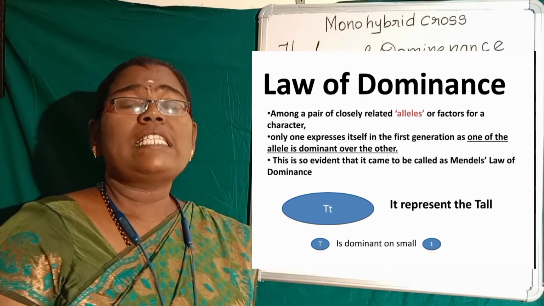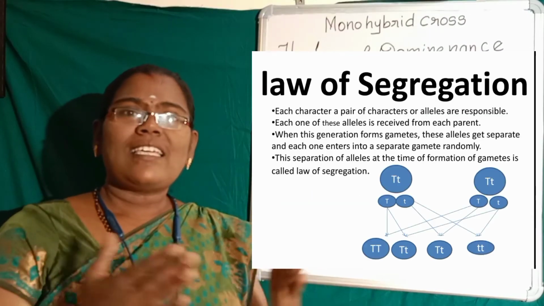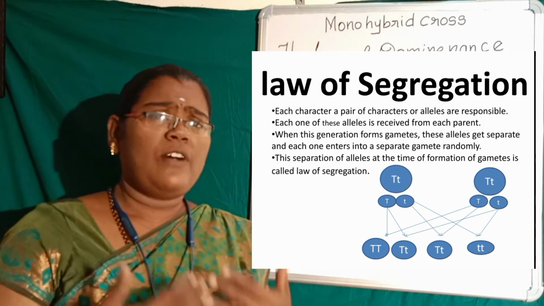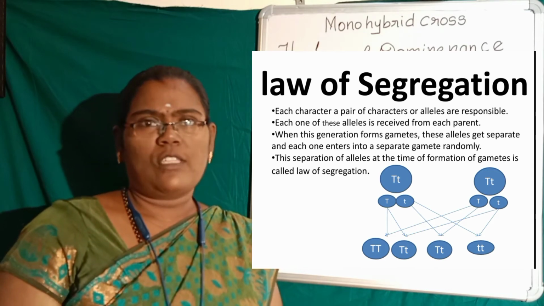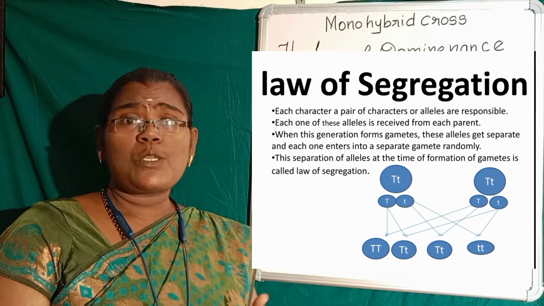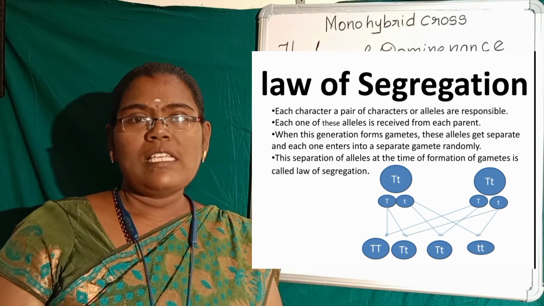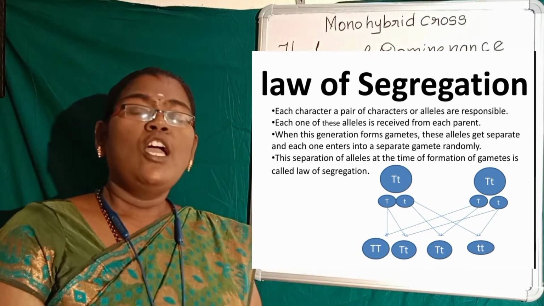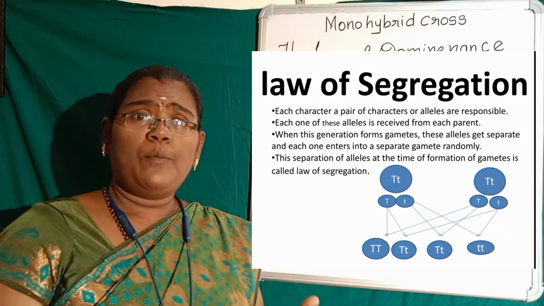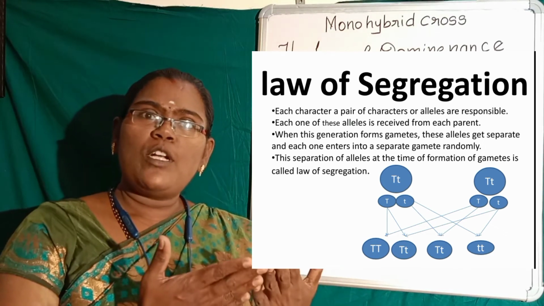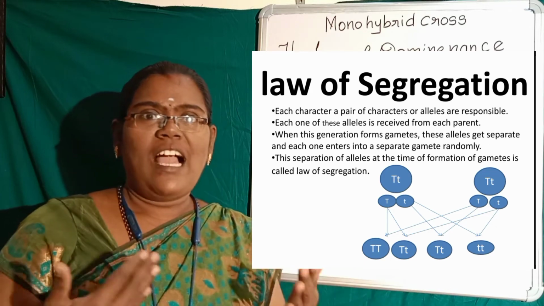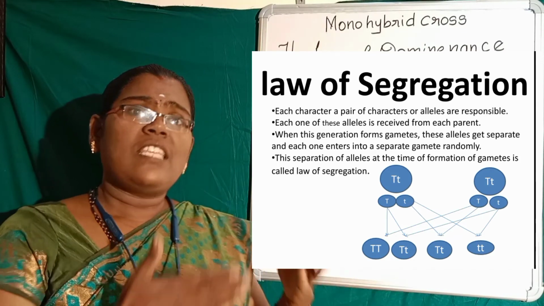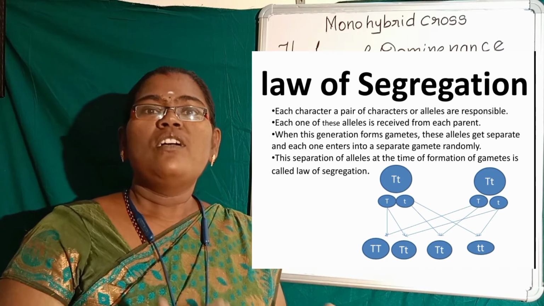The other law is the law of segregation. Segregation means separation. Generally, if a character is expressed by 2 alleles, we all know that the 2 alleles come from the maternal and paternal sides, isn't it? So at the time of gamete formation, these 2 alleles can segregate individually, they can separate, and each allele can fuse with any other allele. This separation we are calling the law of segregation.